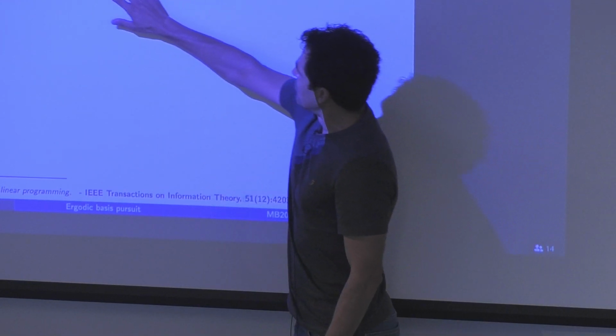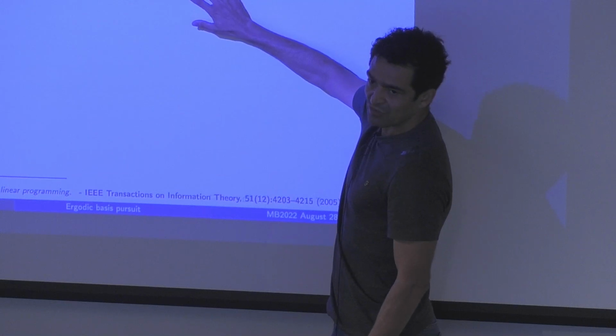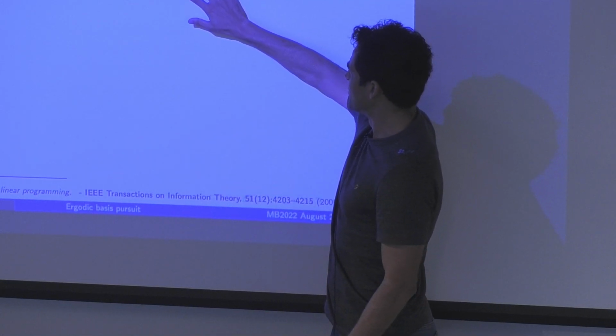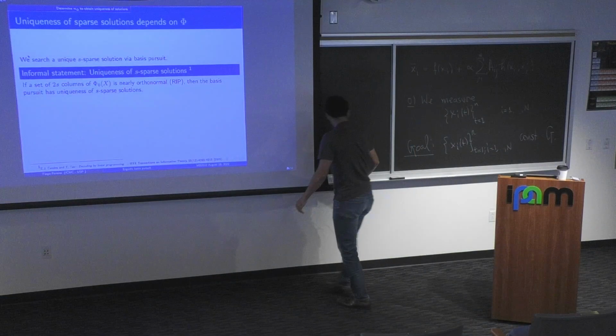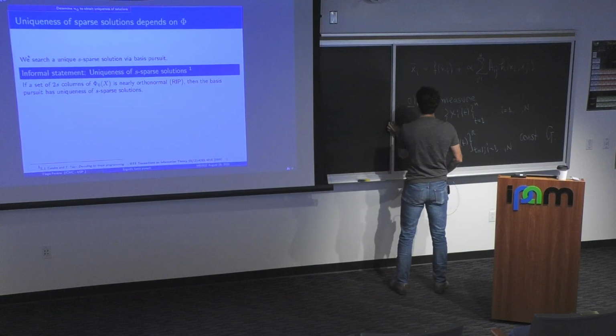And then this word will appear. They are nearly orthogonal, whatever this means. You can make this precise, I'll do this precisely. But basically, it's the following. This operator, so this matrix, is a short, fat matrix, right? Okay.